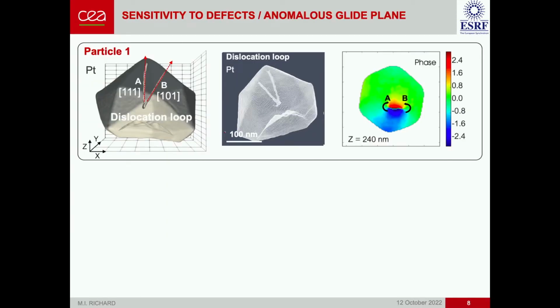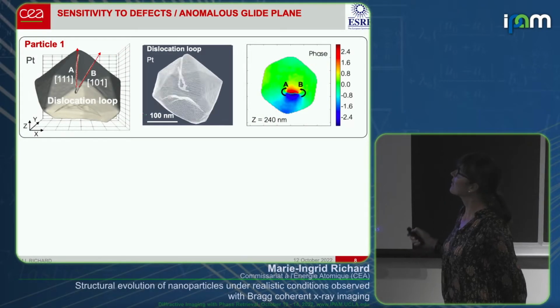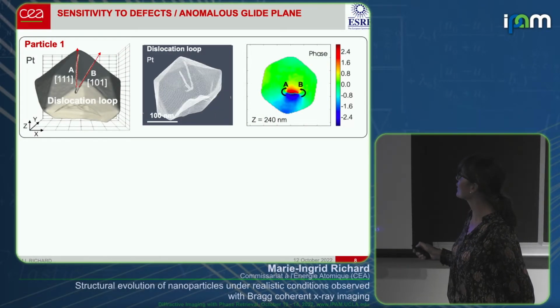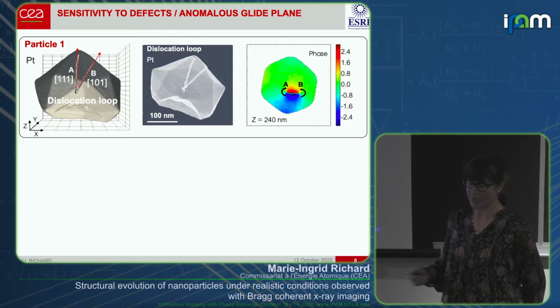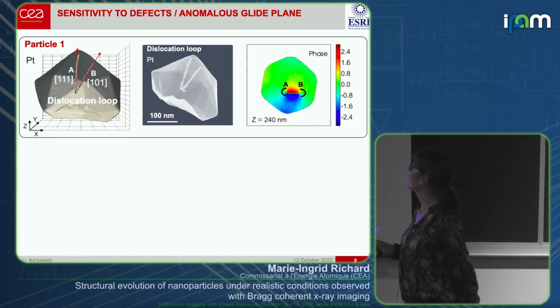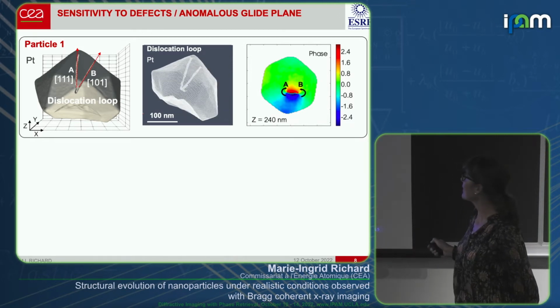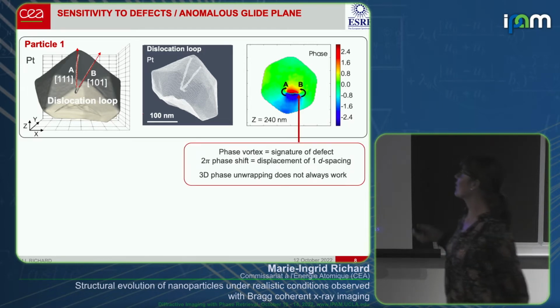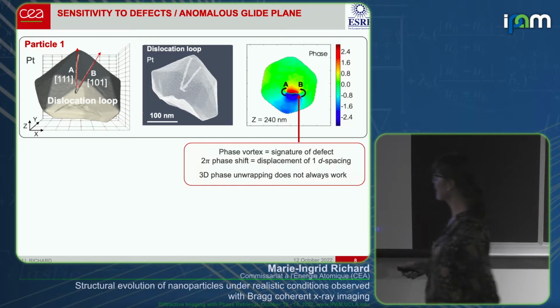Second point, the technique is very sensitive to defects, so we can see defects in 3D. Here I show you a dislocation loop in a platinum particle. We can also get it from the phase. Here is a cut of the phase, and we can see some vortices. The phase vortices have the signature of defects.